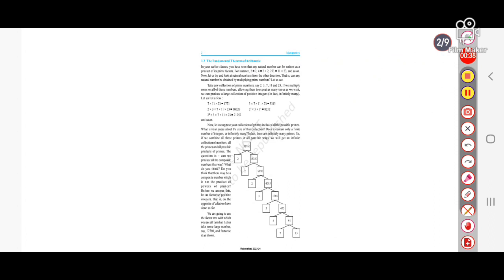This is the first topic discussed in the real numbers chapter, the fundamental theorem of arithmetic. They have given certain basic examples there. 7 into 11 into 23 is equal to 1771. The 7, 11, 23 are all prime numbers, positive prime numbers, which we all know. Multiplying these positive prime numbers results in a composite number. Let me explain again: 7, 11, 23 are a collection of prime numbers.